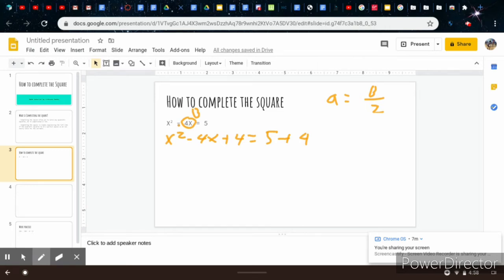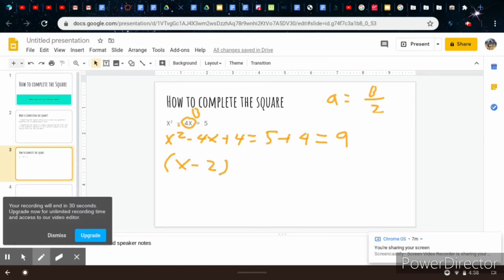So 5 plus 4 equals 9. Now if you condense everything, x squared minus 4x plus 4, that's a perfect square. So just x minus 2, because we determined a is -2, so x minus 2 squared, and that equals 9. And now we're going to take the square root of everything. So x minus 2 equals, now when you take the square root, remember plus minus, right? Because you either have positive times each other or negative times each other, same result. So plus minus 3.